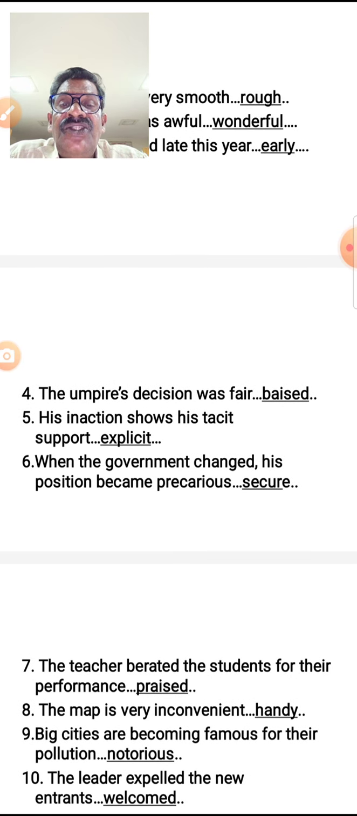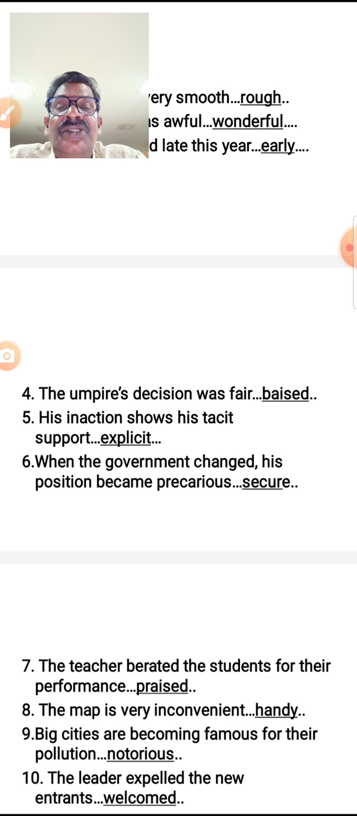The umpire's decision was fair. So the opposite word, the antonym for fair, is biased. Biased means something controversial. Now let us come to the fifth sentence.